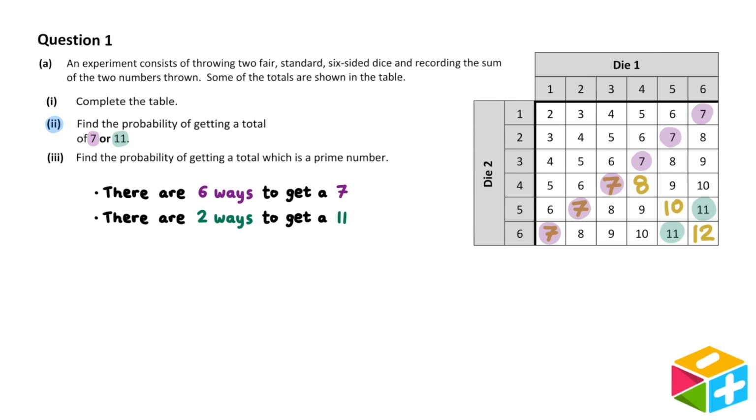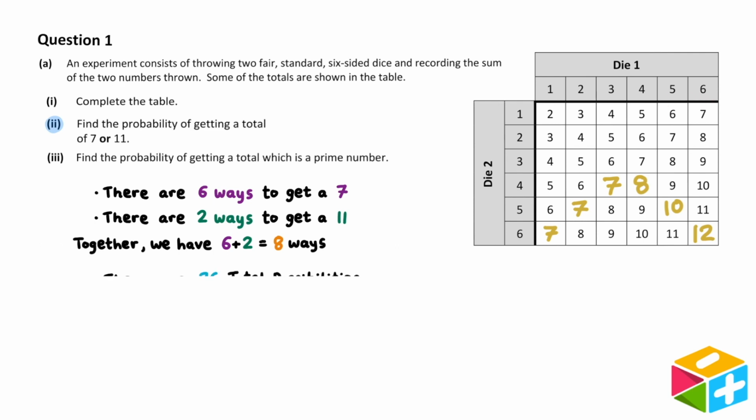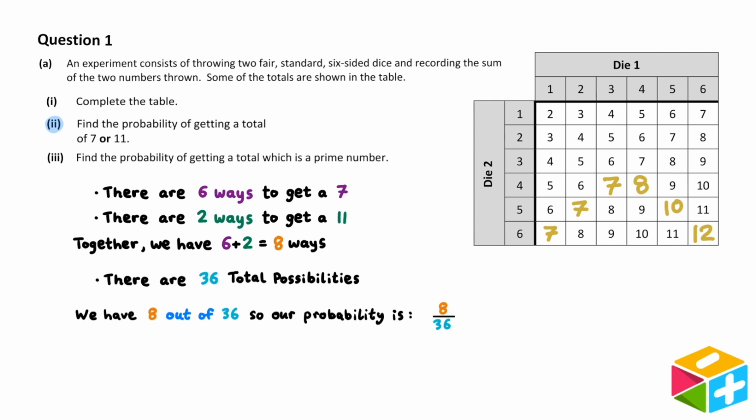If we want the probability of 7 or 11, we should combine these scenarios by adding. Together, we have 6 plus 2, which is 8 ways to get a 7 or an 11. Our table contains 6 rows and 6 columns. This means that the total number of entries in the table will be 6 times 6, which is 36. So, there are 8 ways to obtain what we want, a 7 or 11, out of 36 total possibilities. So our probability here is just 8 over 36.